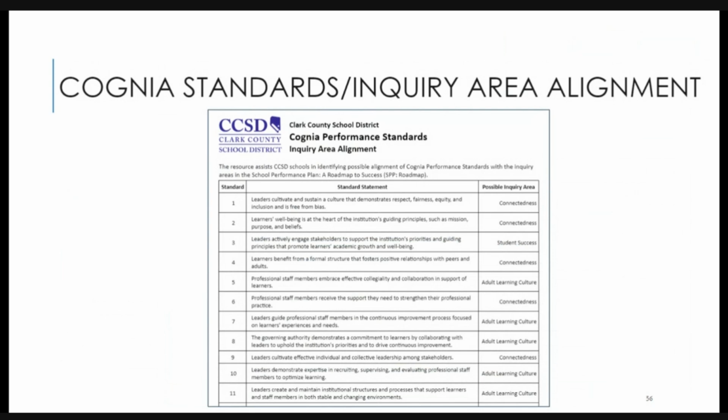As a support to schools, a resource was developed to suggest where a school might find alignment between the Cognitive standards and the inquiry areas of the SPP roadmap. This resource has been added to the guidance and resources document for your convenience. Please note that school teams have the flexibility to determine which inquiry area they feel best aligns with the identified areas of need. If you have any questions or need additional assistance regarding system accreditation, the guidance is linked on your note catcher with the contact information for the director of the System Accreditation Department.